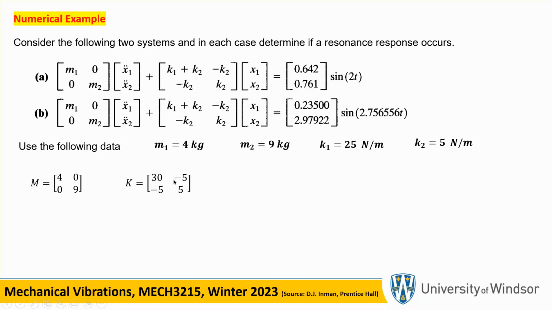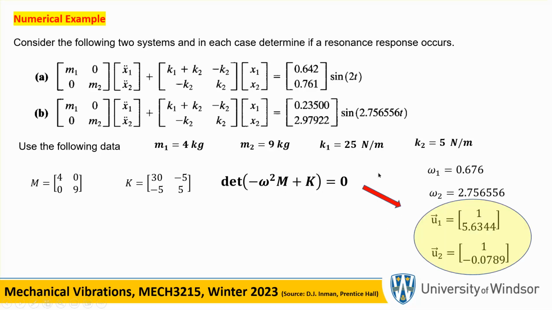Here's the stiffness matrix. And first, let's find the natural frequencies. Be prepared for things like this on the final exam. So this is the characteristic equation. And if you solve this, you get two frequencies, 0.676 and 2.75 dot dot dot.